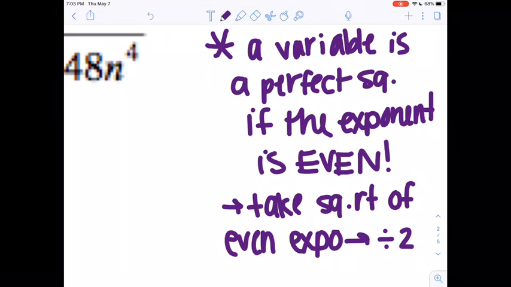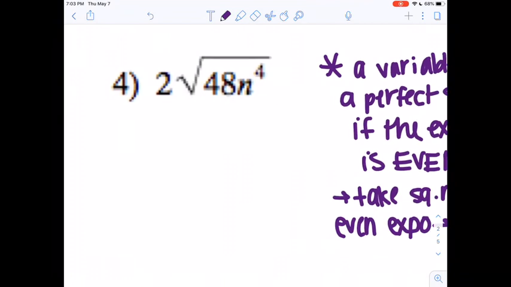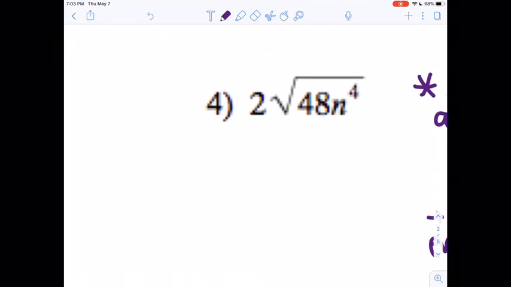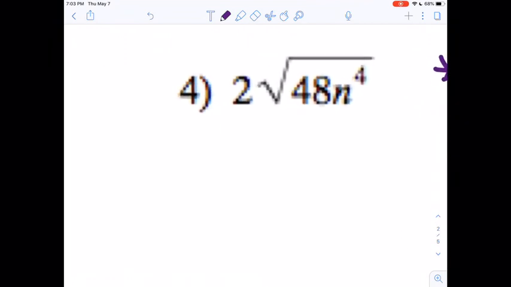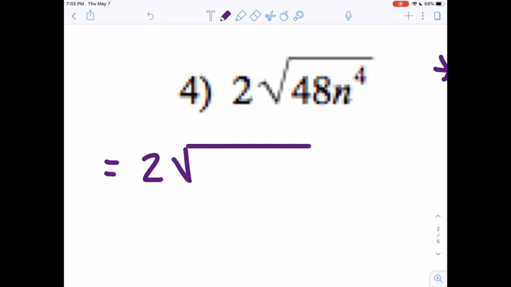So a variable is a perfect square if the exponent is even, and if it is even and you take the square root of it, all you have to do is divide your exponent by 2. So right now, when I want to simplify this, ignore the 2 on the outside, just keep it on the outside, and let's split up 48 into a perfect square times some number.